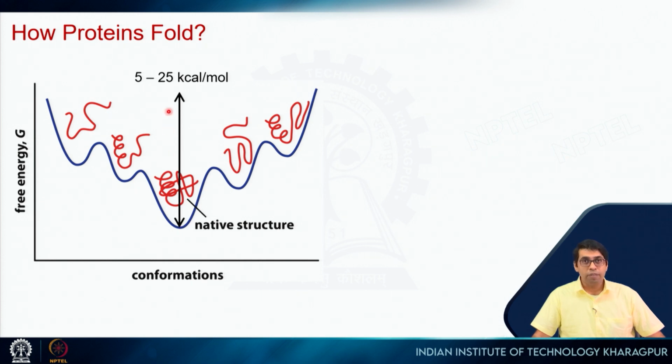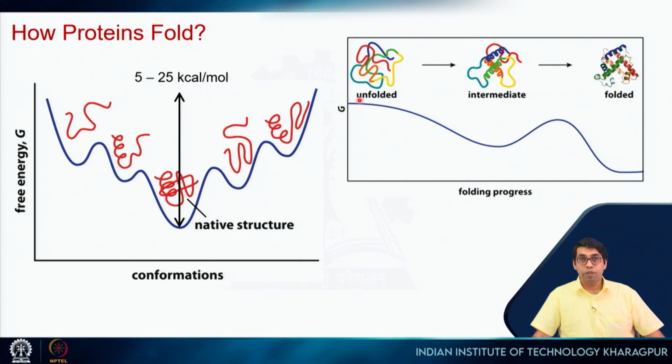It turns out that the difference between unfolded and folded is not much. It is somewhere between 5 to 25 kilocalories per mole. In terms of time, we can think of it like this: the unfolded structure looks like this, and over time it goes through all these different intermediate steps and then achieves this final folded form. We have seen something similar in the simulation that we saw a few slides back.